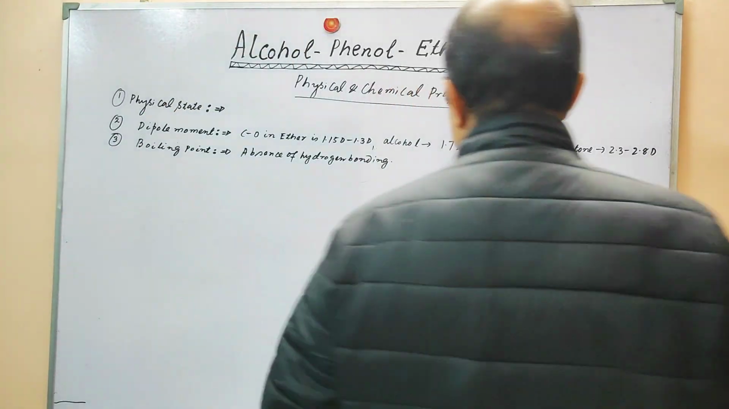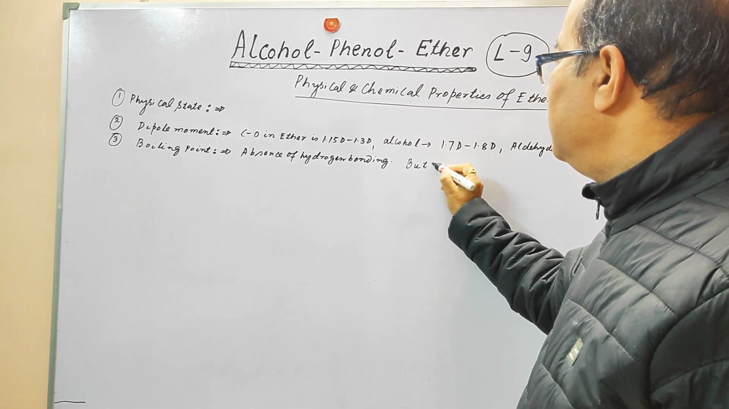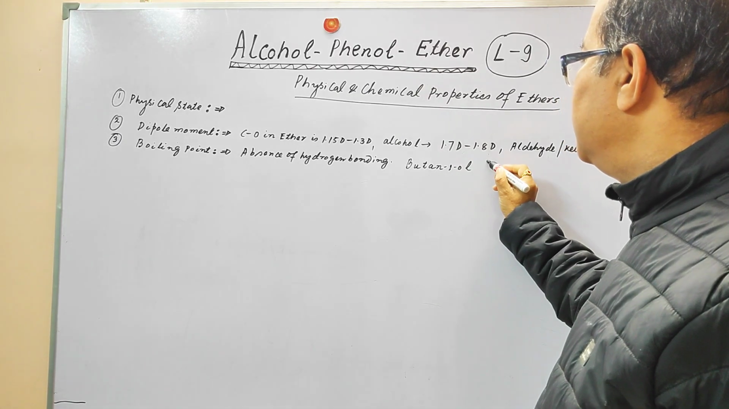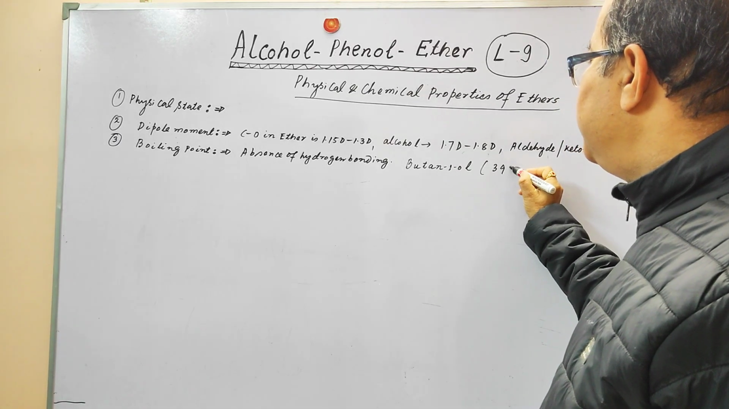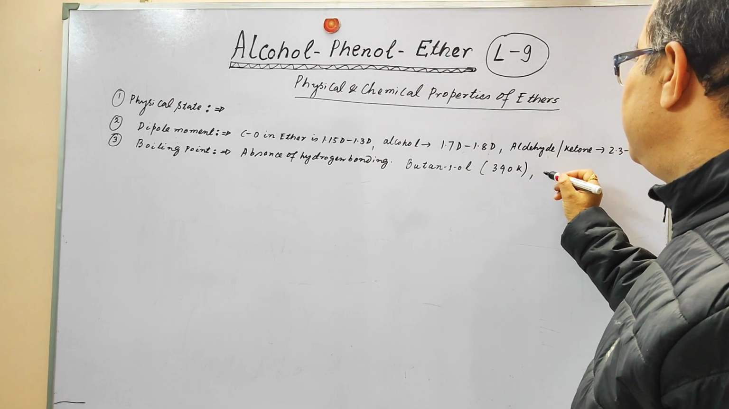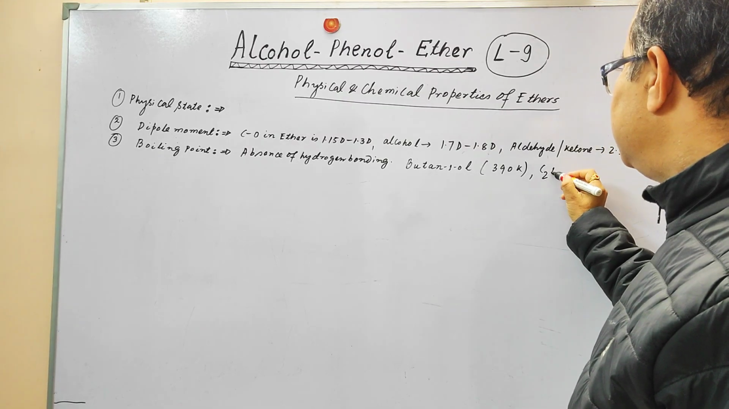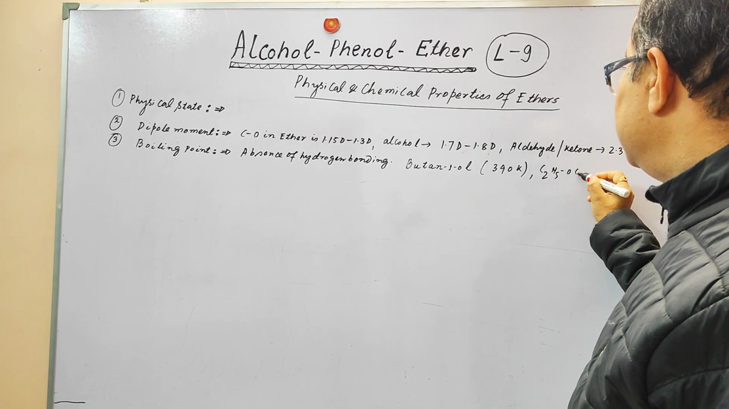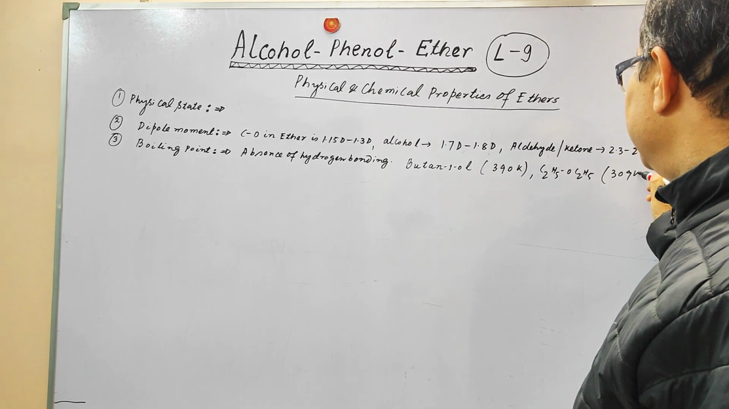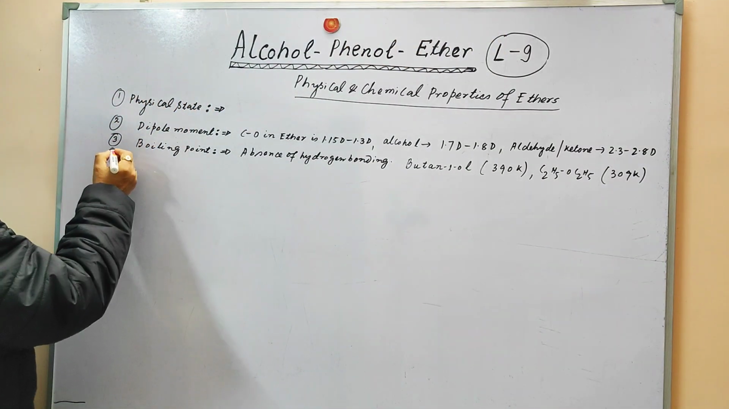If we compare the boiling points with alcohol, that is butan-1-ol, its boiling point is 390 Kelvin, whereas in case of ethoxyethane, that is C2H5OC2H5, its boiling point is only 309 Kelvin, and that is due to the absence of hydrogen bonding.